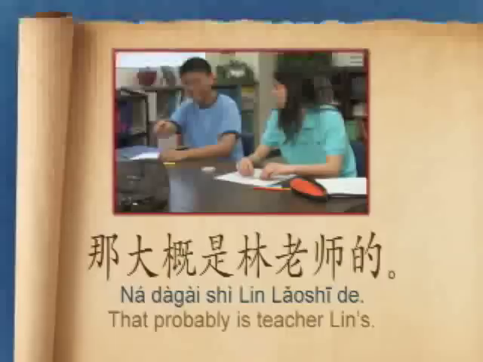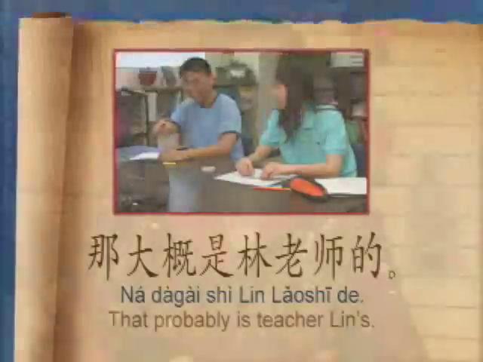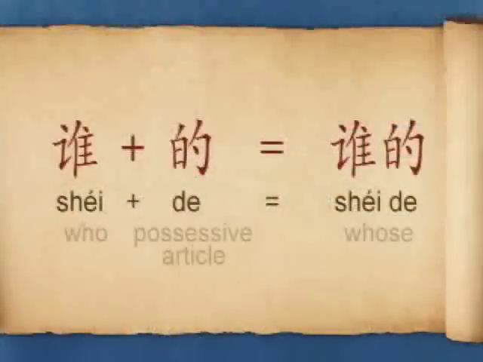那大概是林老师的. Let's study the vocabulary for this lesson. First, we have the word 谁的 meaning whose. 谁的 is said with the second and neutral tones. 谁的 is possessive form for the word 谁 meaning who. Listen, 谁的, 谁的, 谁的. Now say it after me. 谁的, 谁的.